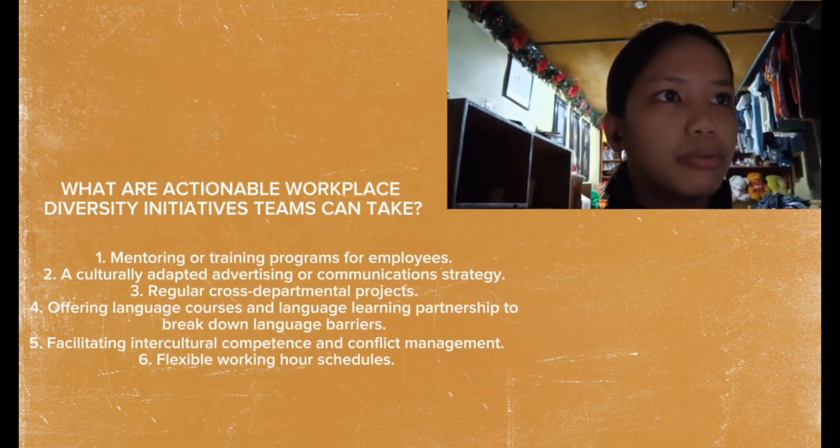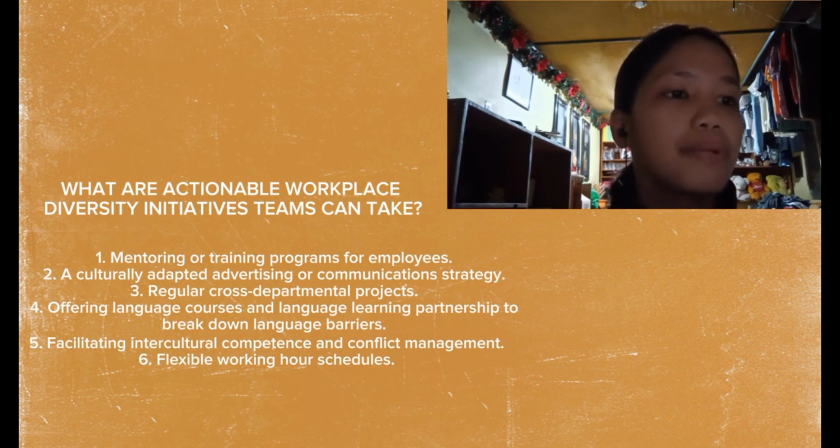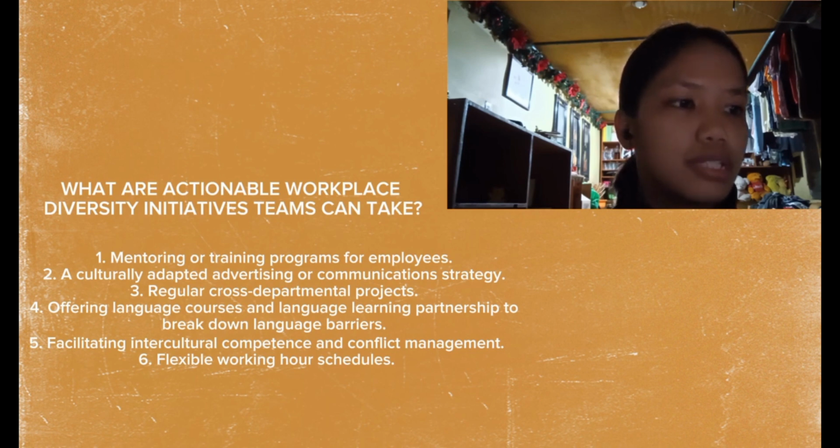What are actionable workplace diversity initiatives teams can take? First one is mentoring or training programs for employees. In a company, training is the most important for employees because employee training programs help improve the knowledge and skills of employees to match the various changes in the industry. These improvements will positively affect the productivity of workers, which can increase the profits and efficiency of an organization.